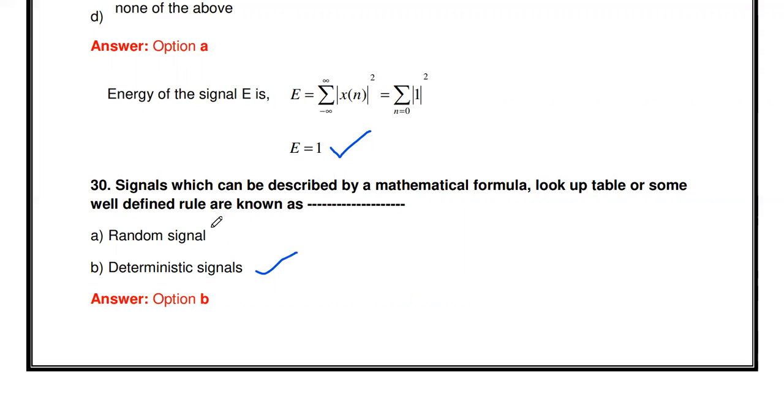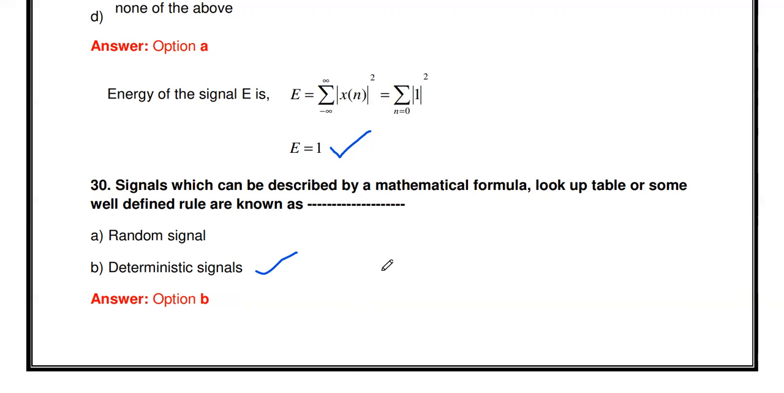One more category: random. A random signal is a signal which cannot be described by any mathematical formula or any graphical representation. An example of a random signal is noise. The noise generated by various amplifiers, electronic circuits or communication circuits is called a random signal. So the signal which can be described by a mathematical formula is known as a deterministic signal. So B is the answer.